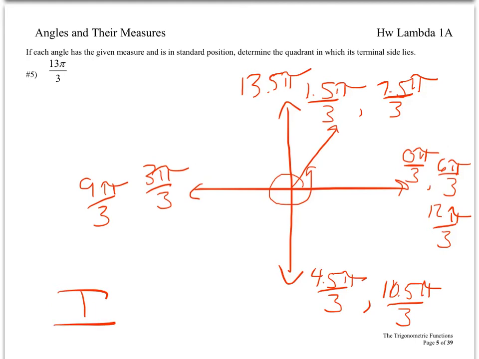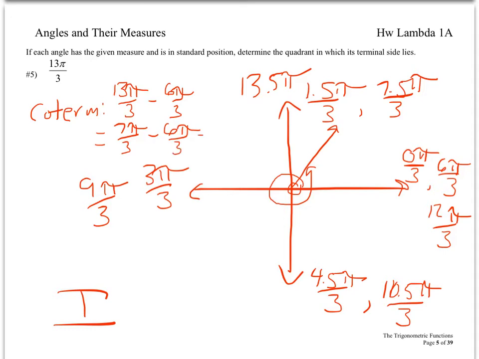If you don't like going around and round like that, then find a coterminal angle by taking the 13 pi over 3, subtract a complete revolution from it, which would be 6 pi over 3. That would give you 7 pi over 3, which is still more than one complete revolution. So if we subtract 6 pi over 3 from that, we end up with pi over 3, which we can see is going to fall into quadrant 1.